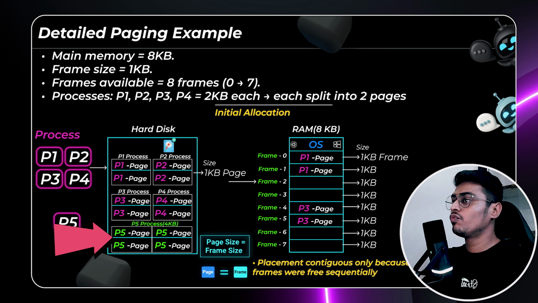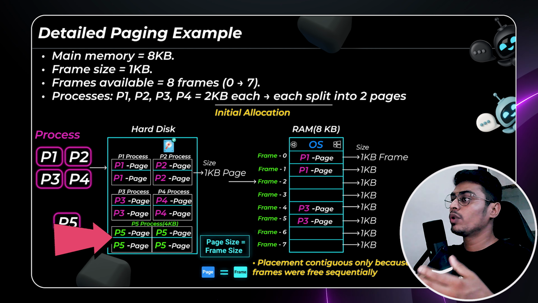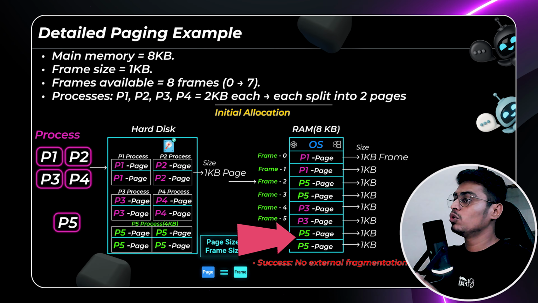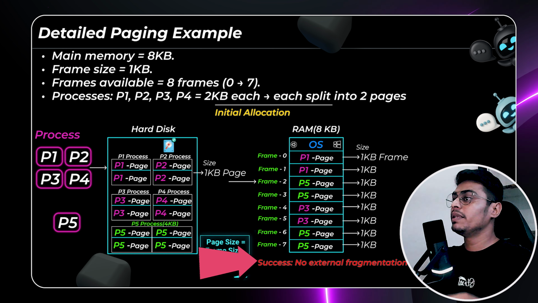P5 gets divided into 4 pages of 1 KB each, since that's our page size. We can then allocate these pages as follows. P5's first page goes to frame 2, P5's second page goes to frame 3, P5's third page goes to frame 6, P5's fourth page goes to frame 7. Perfect. We have completely eliminated external fragmentation. The process doesn't care that its pages are not contiguous. The paging system handles all the complexity.